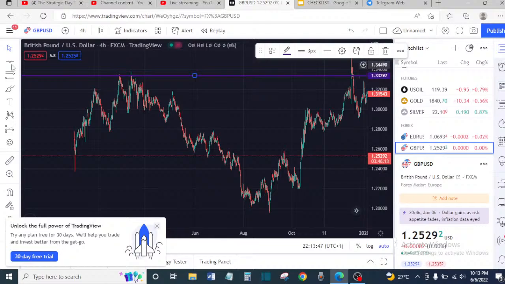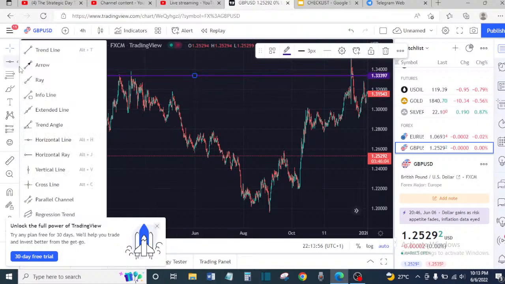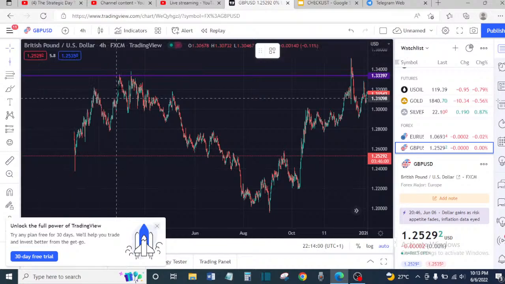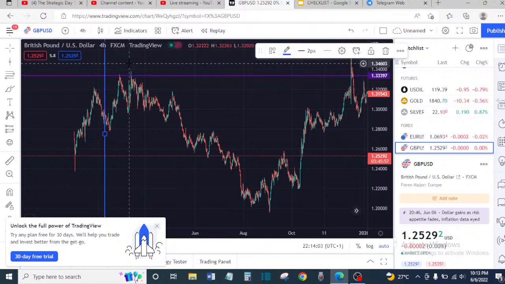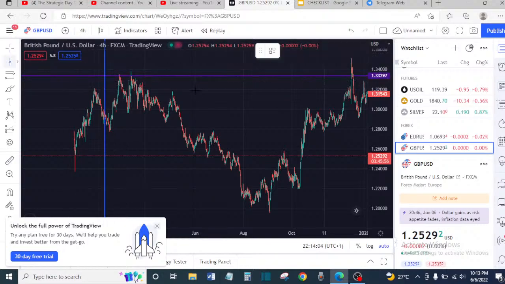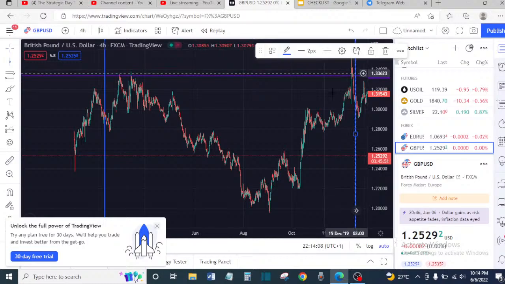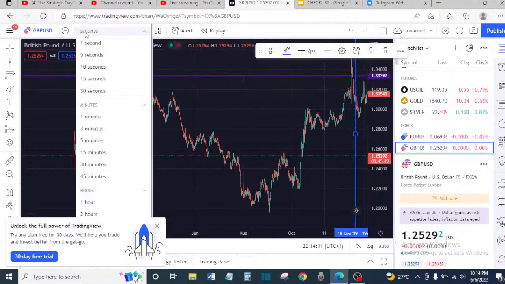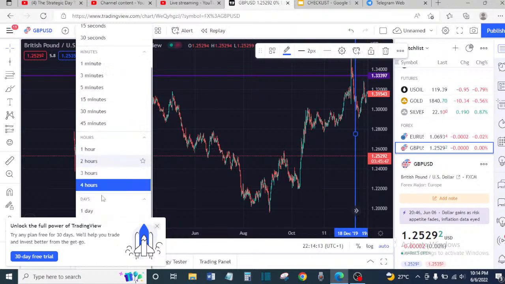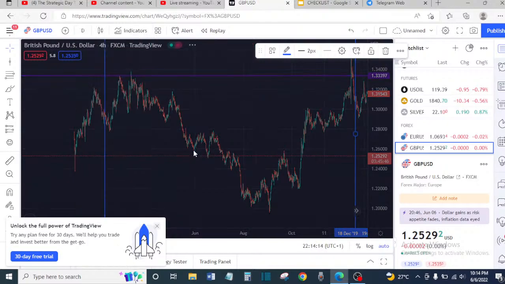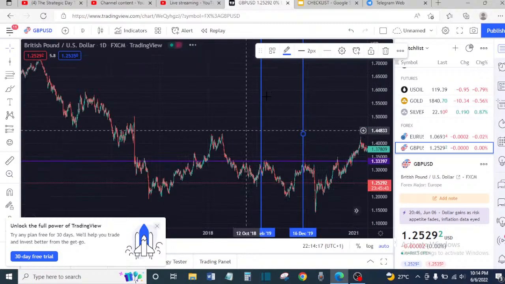Okay, let's switch, and then let me bound it vertical. I want to first switch to daily. I want to see an overview of what is going on there.